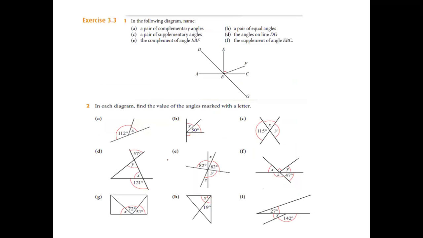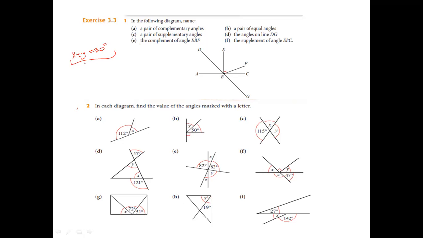Okay, so there we have exercise 3.3, and many types of exercise examples. I want to show you some of them. In the following diagram, name a pair of complementary angles. What was complementary? Not a straight line, a right angle. Yes, when you add up two values, you get 90 degrees. For example, x plus y is 90 degrees, so these are complementary angles.